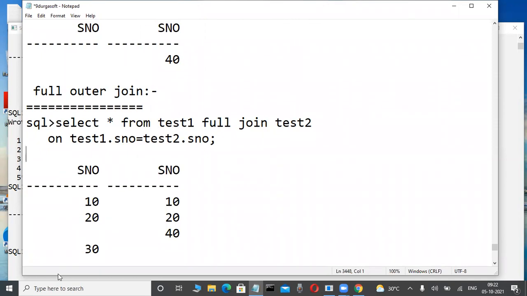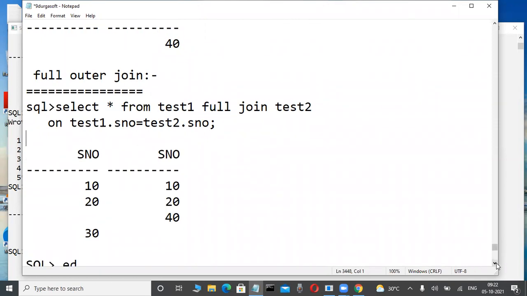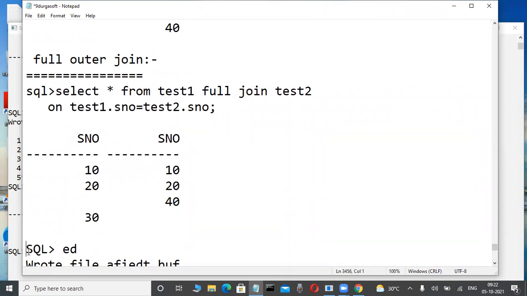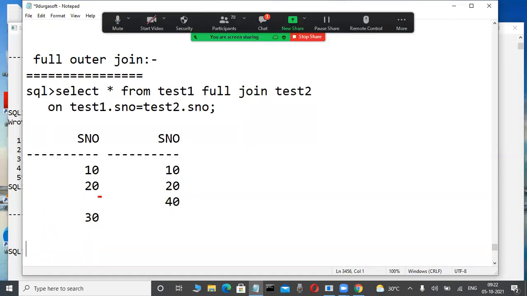These null values we cannot control. Full outer join: all the data you want means go for this one, but unfortunately, null values we cannot control. Here null is there and here null is there. Null matching those things.